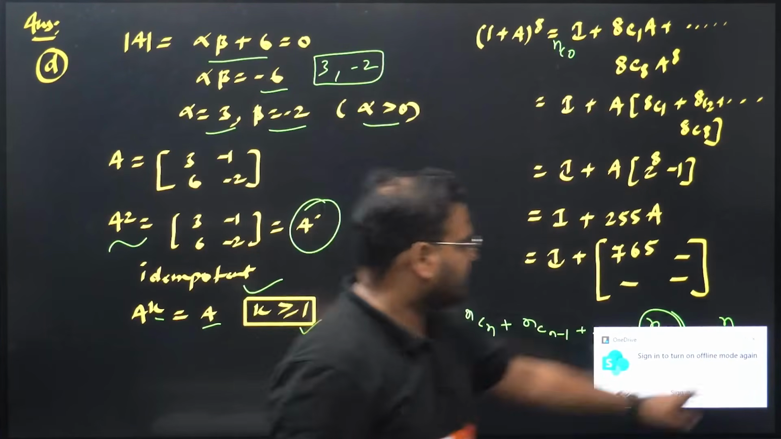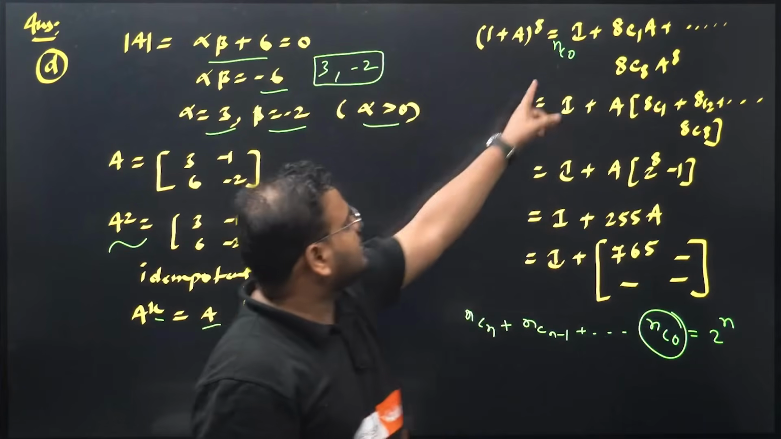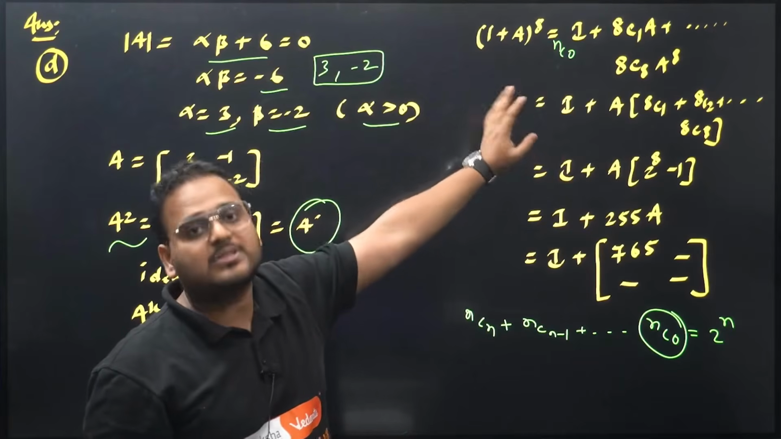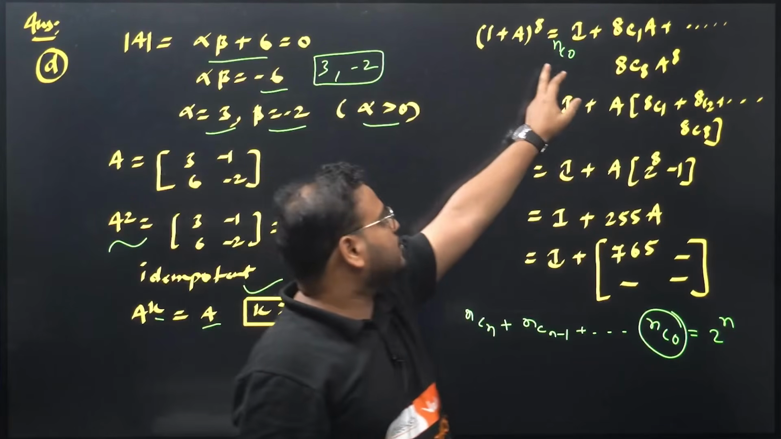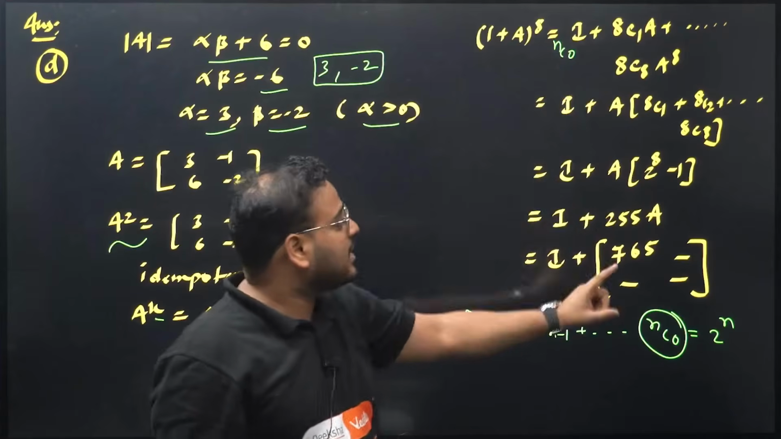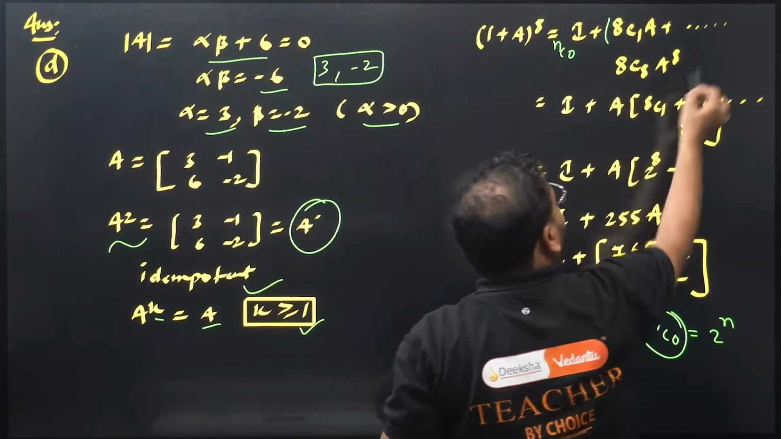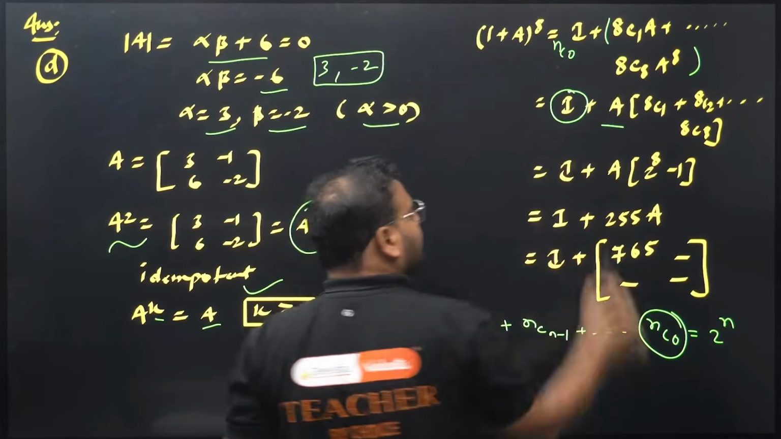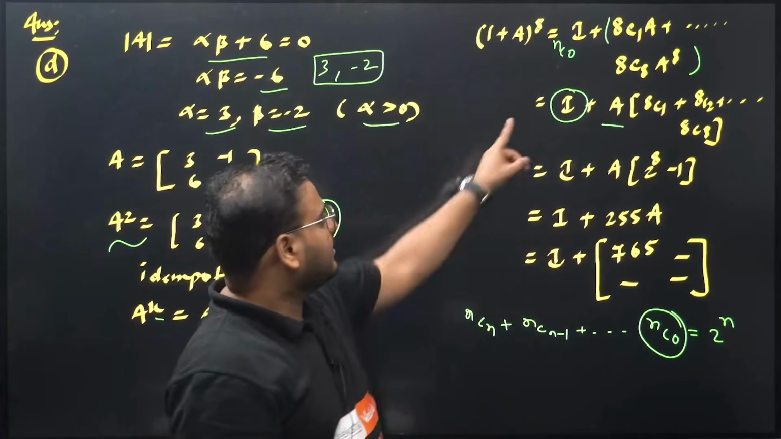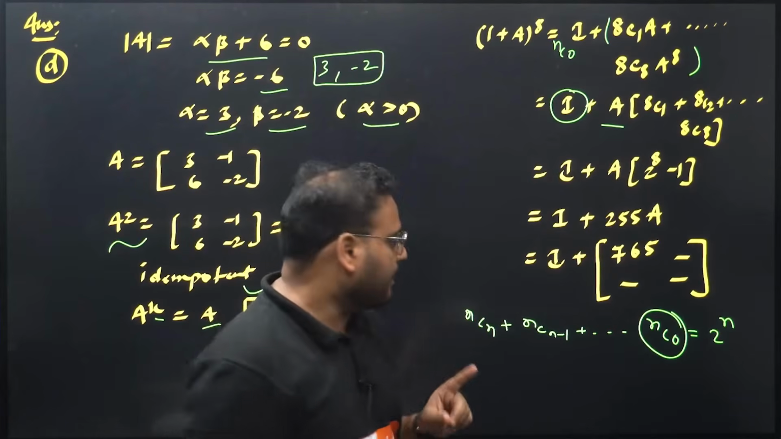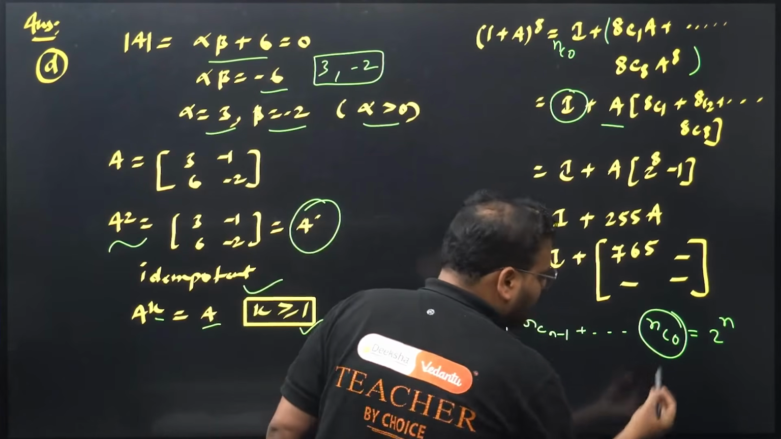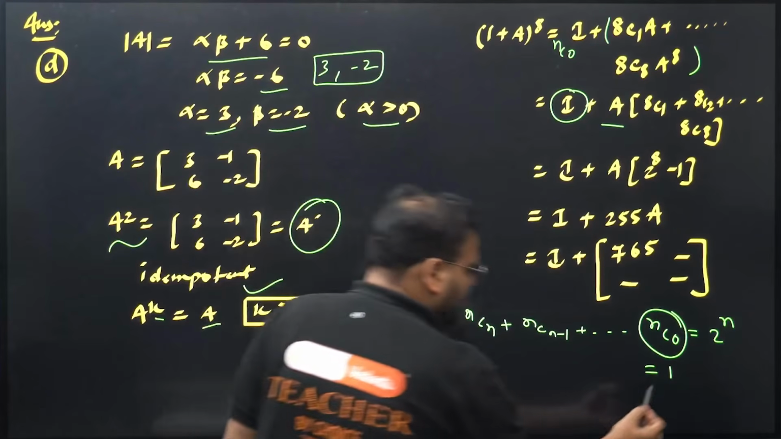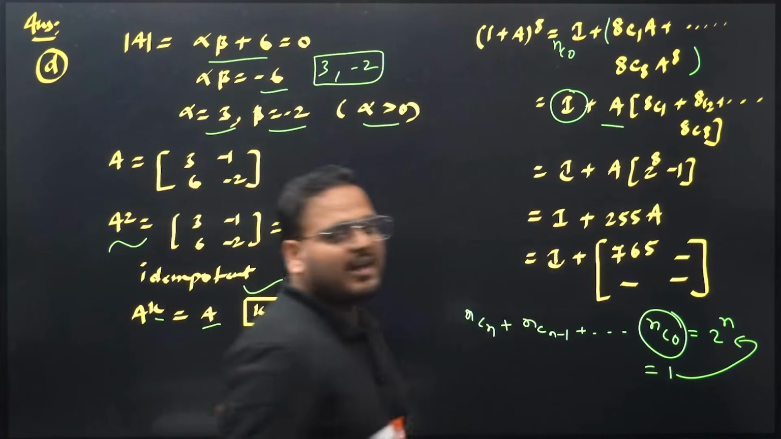So nC0 is the coefficient of the variable I over here. What is I? The identity matrix. So nC0 is the coefficient of the identity matrix, which is not part of the factors of A. So basically once I take A common, nC0 is left over as the coefficient of I. What is the value of nC0? This is equal to 1. If you move this to this side, what do you get? 2 power n minus 1.